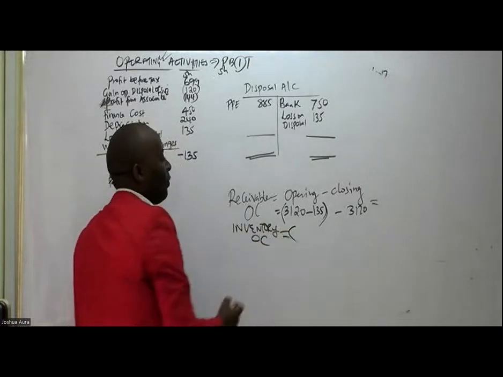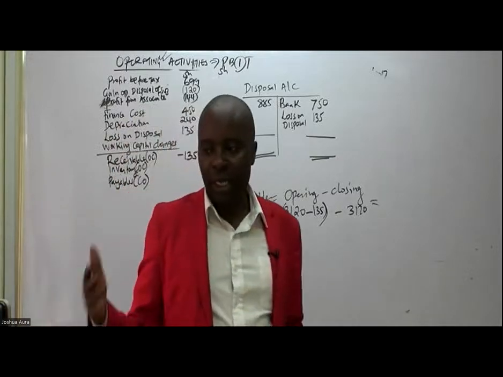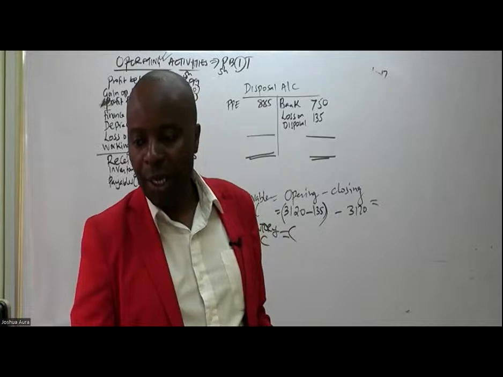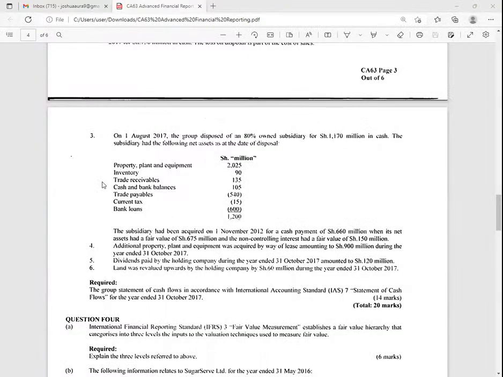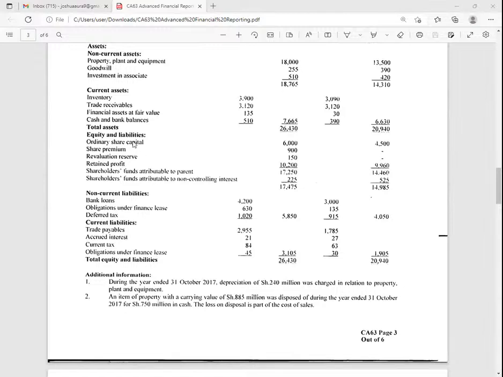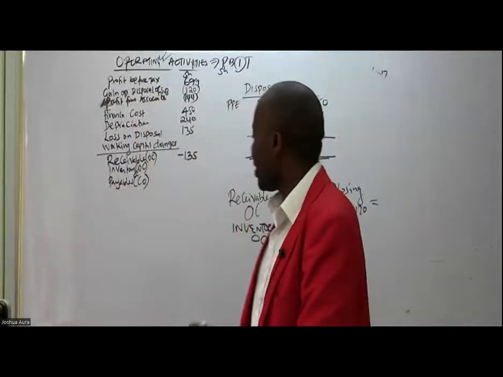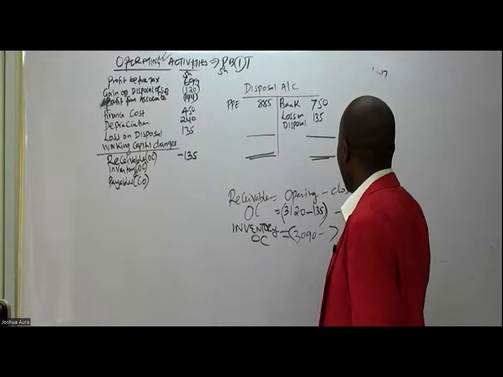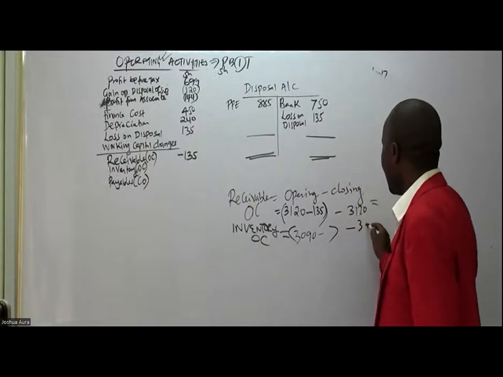OC, give us the opening. Opening is for last year, the end of last year. So inventory, what are we seeing here? If I look at the balance sheet that I have, inventory is 3090 opening. It's OC, opening minus closing. So we have here 3090 minus something, minus closing, which is 3900.